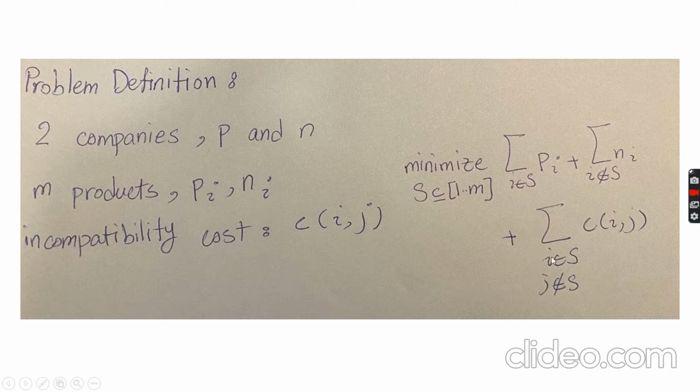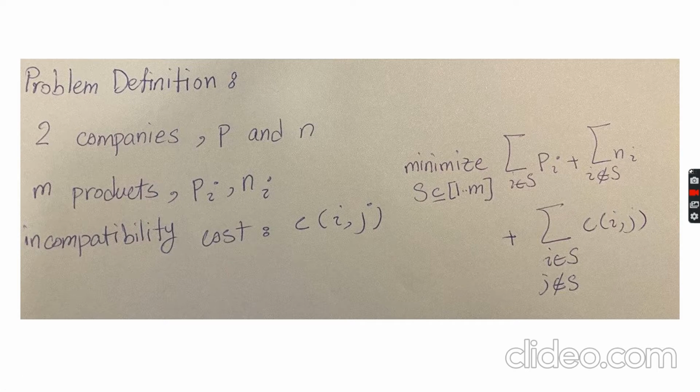And as you can see, this incompatibility cost is between every pair of items bought from company P and company N. So it's defined pairwise. And assume that the first index comes from company P. I mean, the way we define this is the first index is from company P, and the second one is from company N. Okay? So this is the problem.